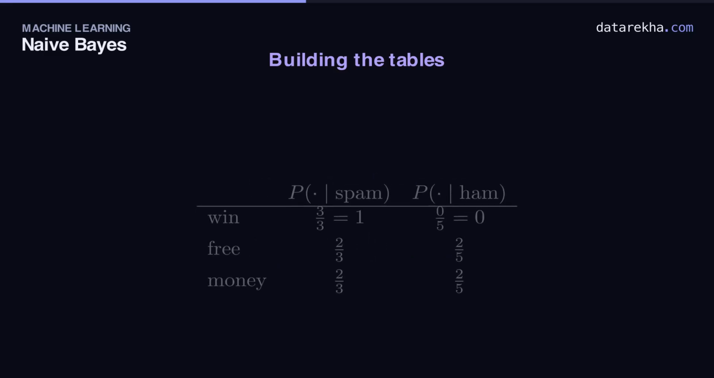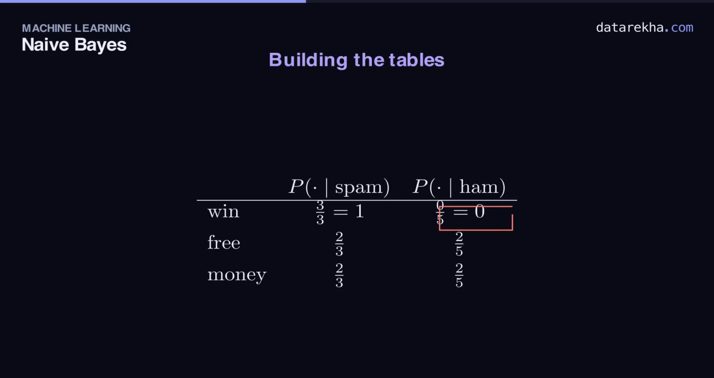Now the likelihoods. For each word, count how many emails in a class contain it, over the size of that class. The word win appears in all 3 spam messages, so its likelihood in spam is 1, but in none of the 5 ham messages, so there it's 0. Hold that 0 in mind.